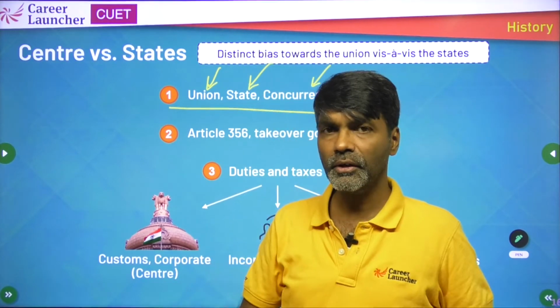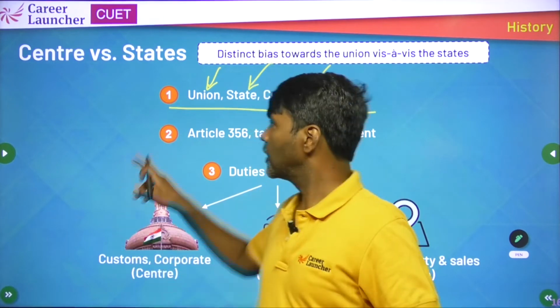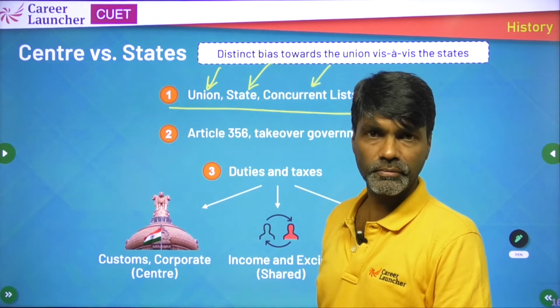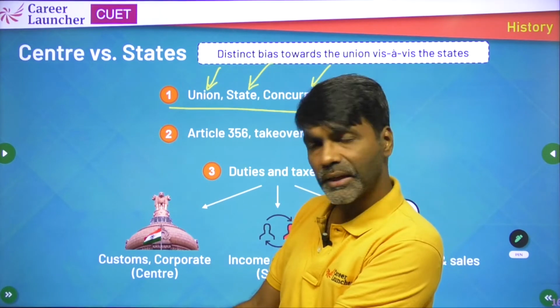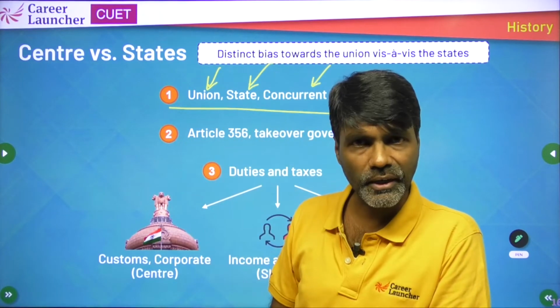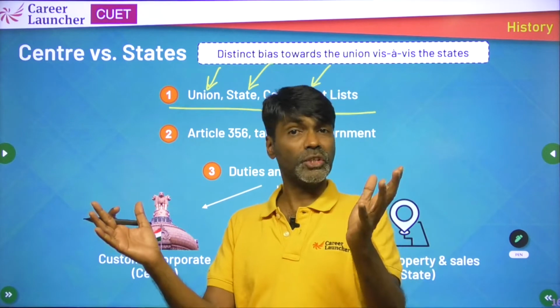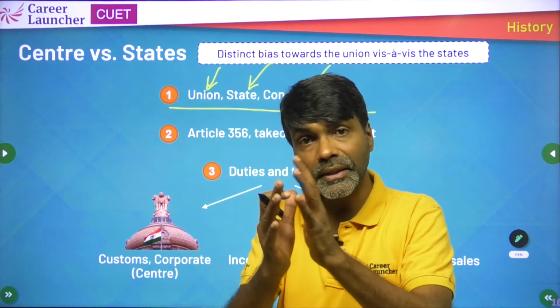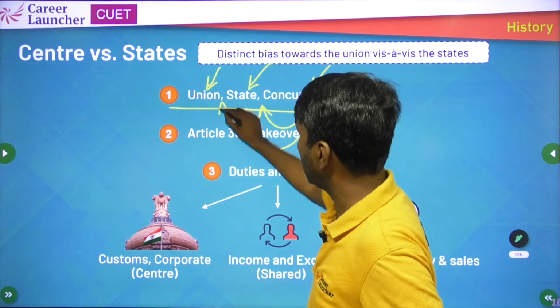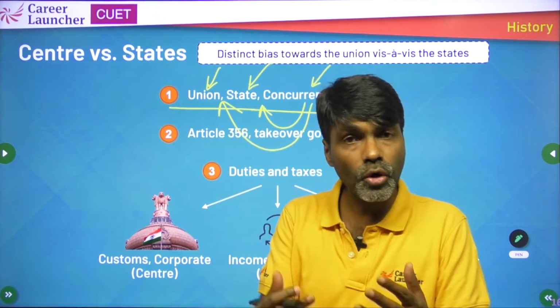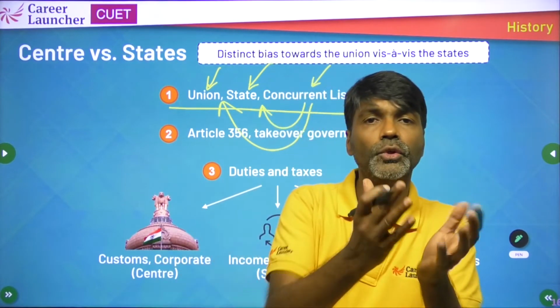For example, all of defense comes under the union list. All of land which is locally held or sales that happens locally, it comes under the state list. And there are some things like education, for example, that come in the concurrent list. Concurrent list means there is a say, there is a role for both the state government and the union government.